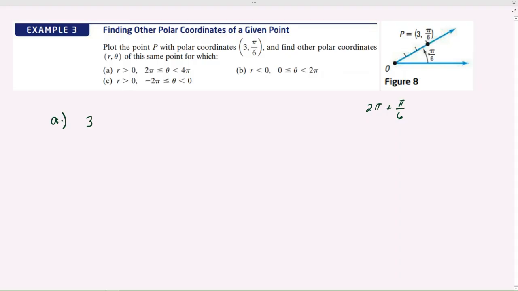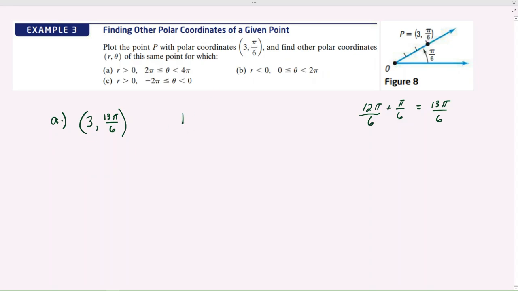In other words, I have to go through pi over 6 and then back to it by adding a 2 pi. So if we write this 2 pi with a denominator of 6, we would need this to be 12 pi over 6 because that's the same as 2 pi, and I've got a common denominator, so I need 13 pi over 6 to take me back there. So if I pair that with r greater than 0, we've got 3 together with 13 pi over 6.